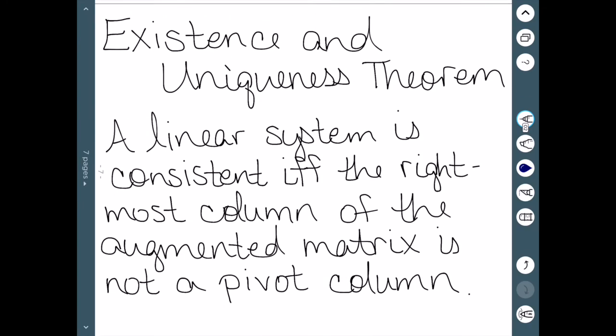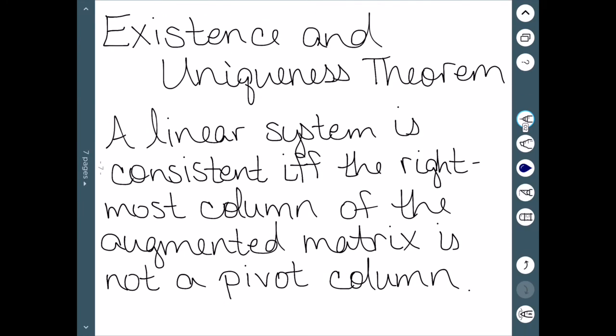With this comes our existence and uniqueness theorem that says if we have a linear system, it will be consistent if and only if the rightmost column of the augmented matrix is not a pivot column. If it is a pivot column, then we have something of the form where everything to the left of the augment is zeros and to the right is not a zero. That would be no solution. Consistent just means we have at least one solution. So therefore, this theorem is satisfied.